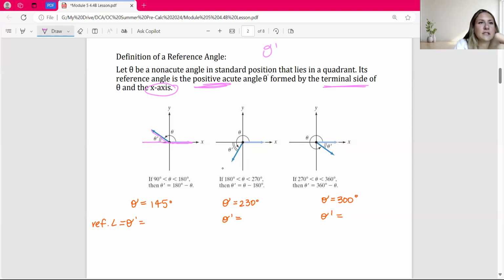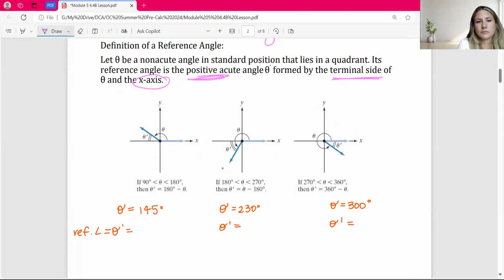So let's check out this first example. These are 3 examples of how we're going to find reference angles. So let's say this first one, we have theta. Let's say this angle theta is 145 degrees. Notice that pushes it into the second quadrant. The reference angle, let's follow these directions. It's formed by the terminal side and the x-axis. So that pink angle is theta prime, and that is our reference angle that we need to find.